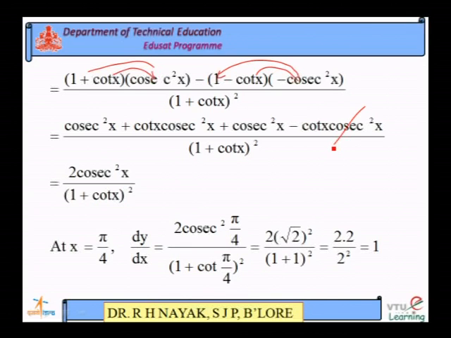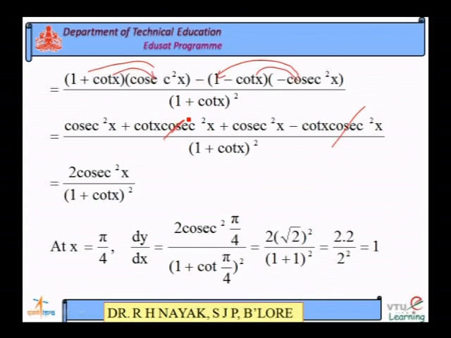Again we have common terms, one is positive and the other one is negative, therefore they get cancelled. Finally we will have 2 cosecant square. Cosecant square plus cosecant square is 2 cosecant square x divided by 1 plus cot x whole square. This is our dy by dx. If they ask only dy by dx, you can stop at this stage.